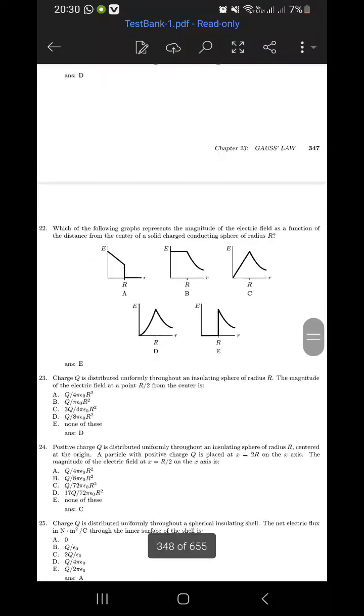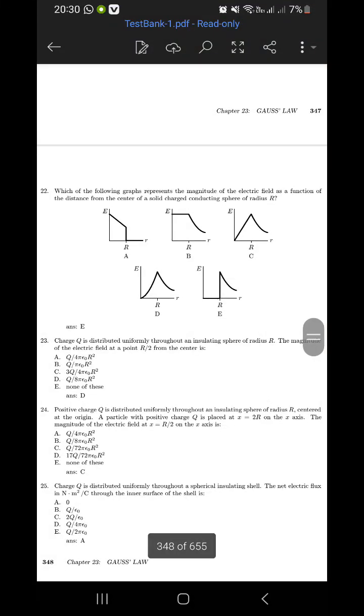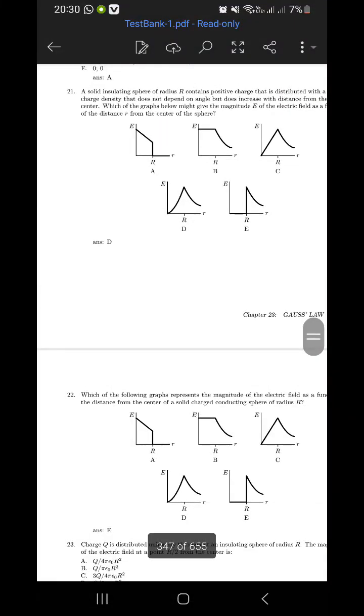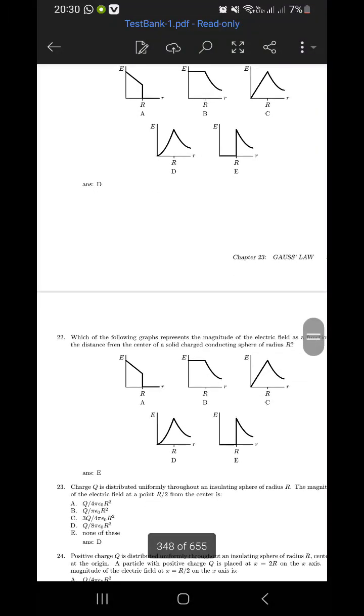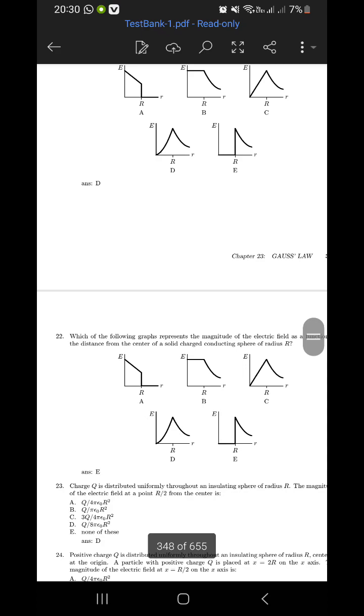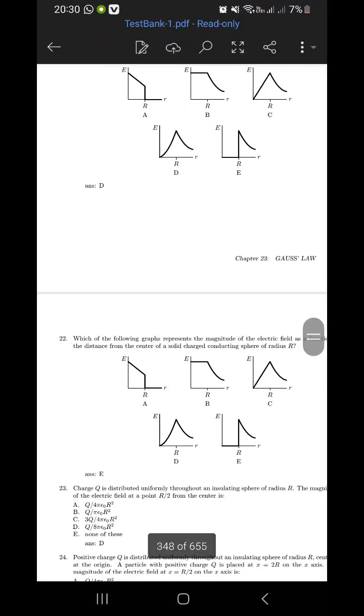Which one of the following graphs represents the magnitude of the electric field as a function of the distance from the center of a solid charged conducting sphere of radius r? What's the difference between that question and this question? This one, we're going to go step up. This one, they just went straight. Okay, that one, they took a long road. This one, they just went straight and then down.